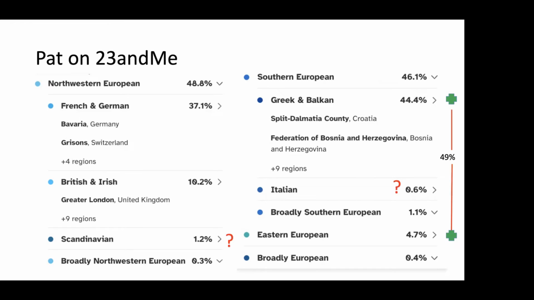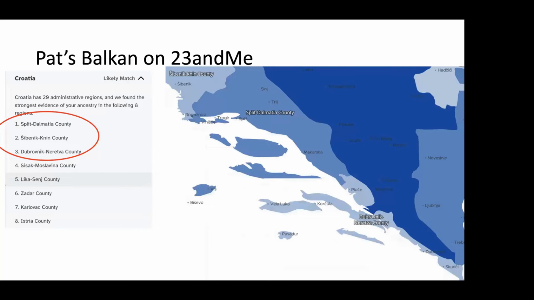Next, we'll look at Pat's ethnicity breakdown on 23andMe. Nearly all of Pat's Croatian ancestry is reported in the Greek and Balkan region. Add in the small amount classified as Eastern Europe, and the Croatian total is 49%. The only question marks are traces of Scandinavian and Italian that are so small that they may just be noise.